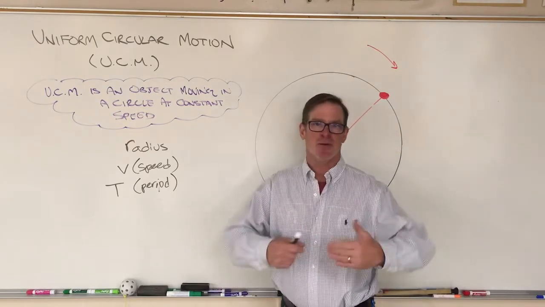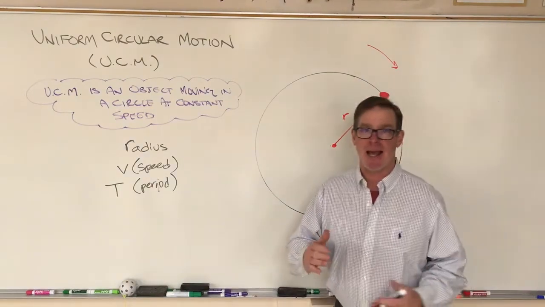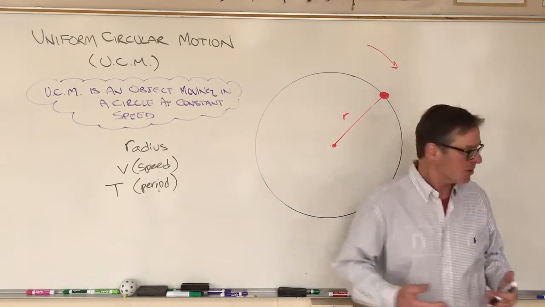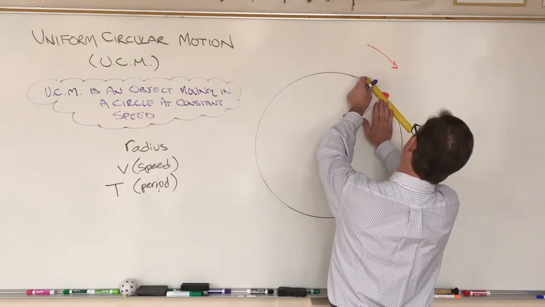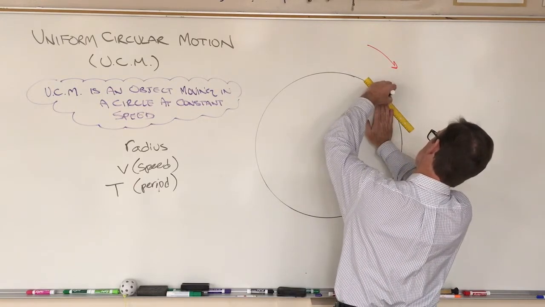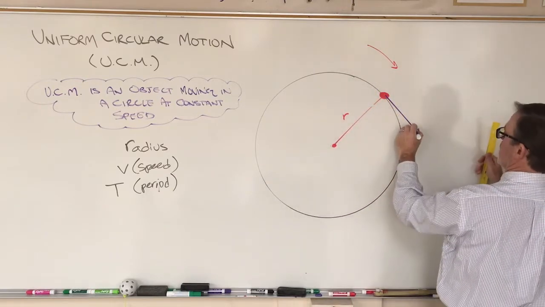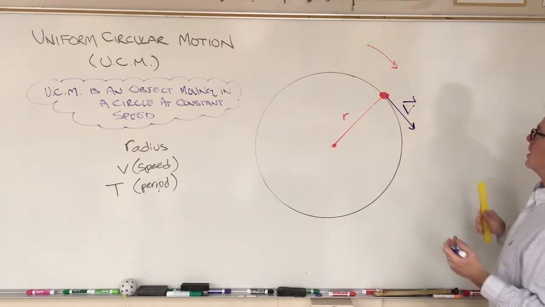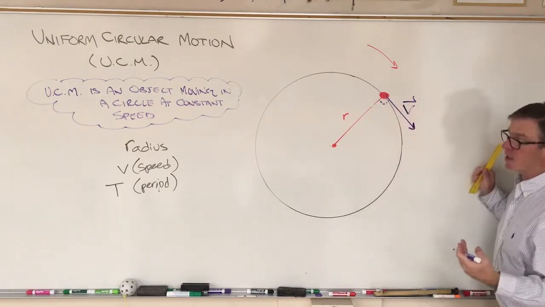Sometimes you'll hear us use the term tangential velocity to describe the speed as the object moves around, or the velocity as the object moves around that circle. If this object is moving clockwise, then the velocity at this instant is a tangent line to the circle. I'm just going to draw this with some arbitrary length. But that represents the velocity of the object at that instant. You'll notice that the tangent line makes a right angle with the radius, as all tangent lines do.